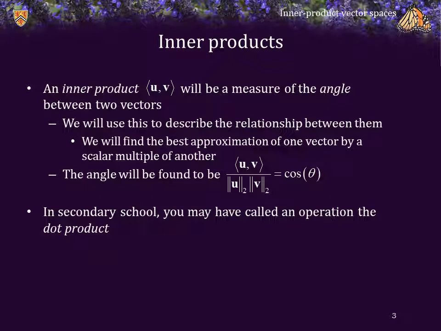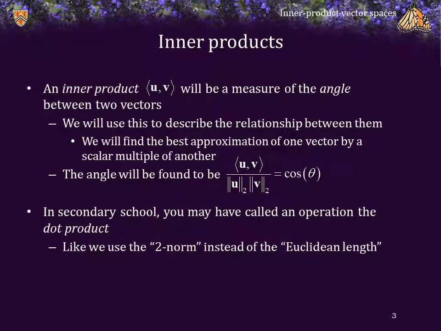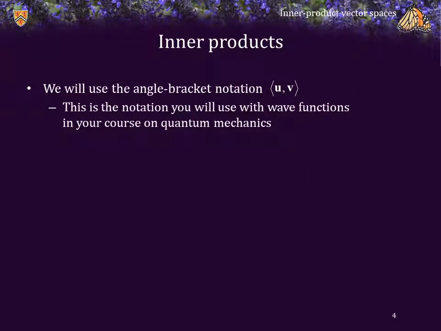Now, in secondary school, you may have called an operation like this the dot product. Like we now use the 2-norm instead of the Euclidean norm, we will be using the phrase inner product and not the dot product. We are also going to be using the angle bracket notation specifically because this is the notation you will be using with wave functions in your second year course on quantum mechanics. And I want you to become familiar with this notation.